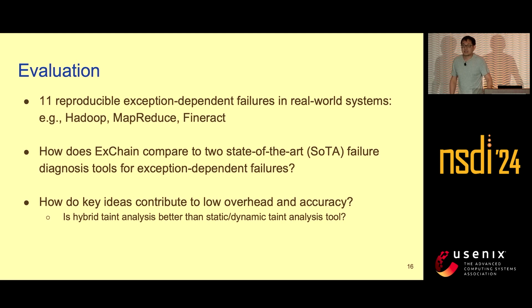To evaluate ExChain, we reproduced 11 exception-dependent failures from real-world systems, such as Hadoop, MapReduce, and FineAct. 10 out of those 11 failures are reproduced in a production environment. And we are trying to answer two questions. The first is, how does ExChain compare to existing failure diagnosing tools? The second is, how does hybrid taint analysis compare to static and dynamic taint analysis?